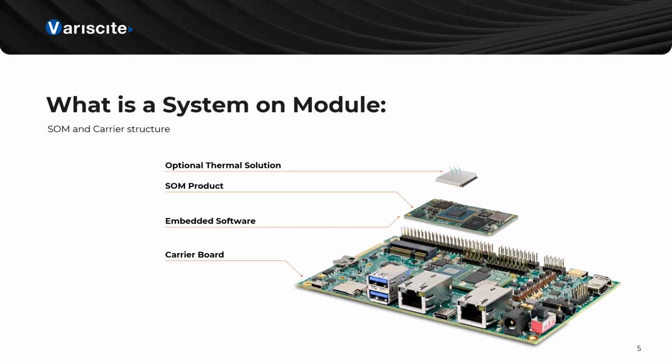As illustrated in the image, the SOM is mounted on a carrier board. Variscite provides the source files for our carrier boards as references, which can be used and customized by our customers as needed. You'll also notice a heatsink in the image. Not all SOMs require heat sinks. It depends on factors such as the processor, the application, the load, and the environment in which the SOM is being used.